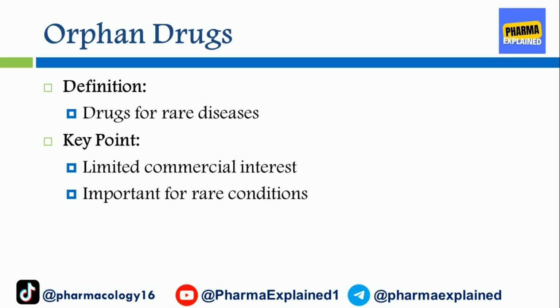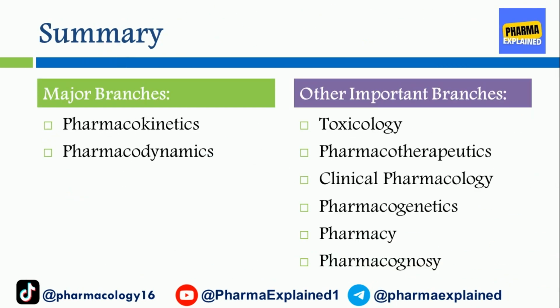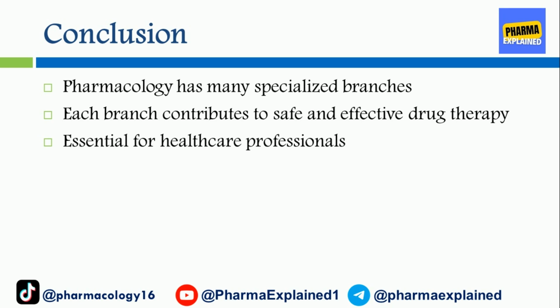Finally, orphan drugs are medicines developed for rare diseases or diseases affecting small populations. Because these conditions affect relatively few patients, pharmaceutical companies may have limited financial interest in developing these drugs. Understanding the branches of pharmacology is essential for every healthcare professional, because it helps us understand how drugs are discovered, studied, used safely, and monitored in patients.